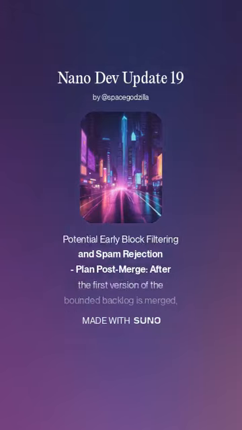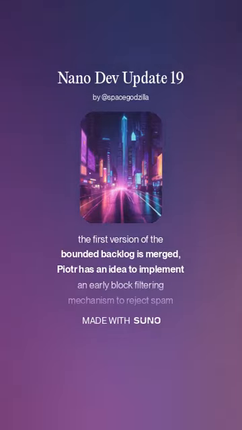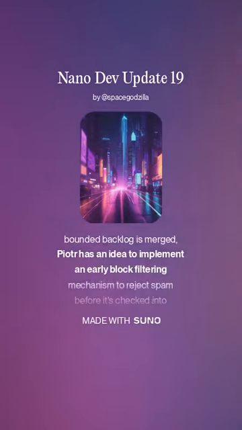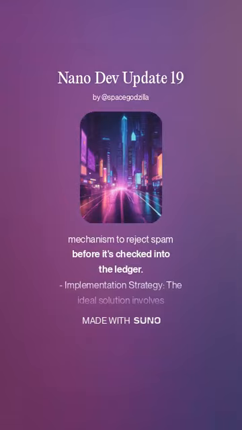Early block filtering and spam rejection. Plan post-merge: after the first version of the bounded backlog is merged, Pyre has an idea to implement an early block filtering mechanism to reject spam before it's checked into the ledger.